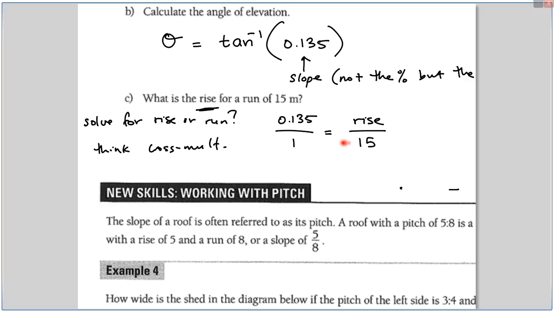So 15, where does the 15 go? 15 times 0.135. Dividing by 1 doesn't really matter. You solve for the rise. So 15 times 0.135.